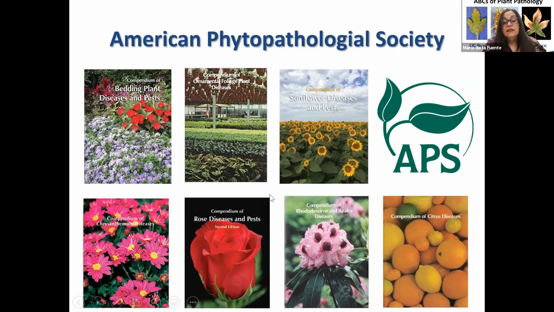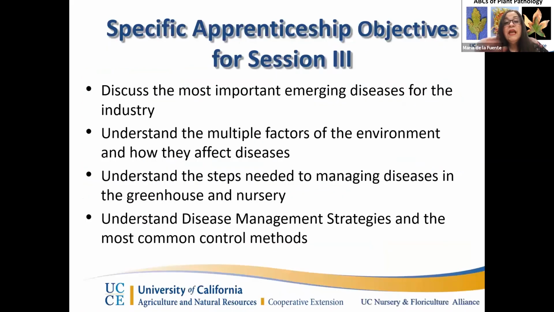of diseases for ornamentals. And here I included the citrus because some of the citrus are also used as ornamentals. Go to their website, just American Phytopathological Society, and look for some of those compendia that might be of use for you. And did we discuss the most important emerging diseases?